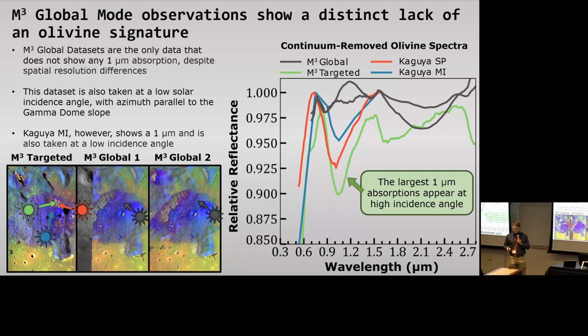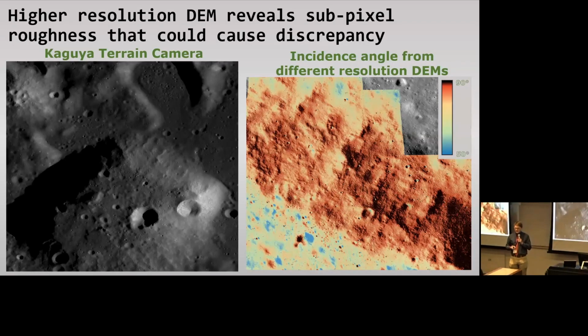And one way that we want to try to look at this a little bit closer is by making high resolution illumination maps of the very specific ROIs where we see the olivine. And to motivate why we'd want to do something like this, this is a visible image from the Kaguya terrain camera, and it really shows well that this hillside right here, where we think we see the olivine, has this rough, hummocky texture.